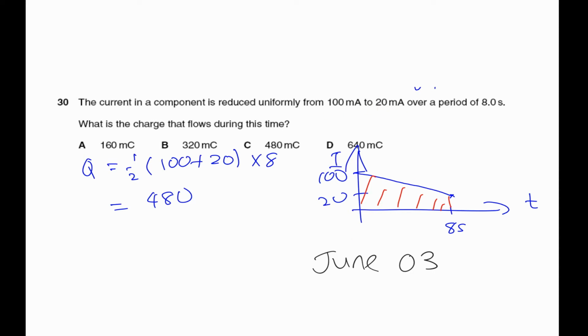So from 0 to 8 seconds is dropping from 100 to 20, right? So the whole area under the graph here is your charge that flows. Remember, Q will be area under the graph. Be careful also to go all the way to the horizontal axis. So find the area of the trapezium and you will get the answer.